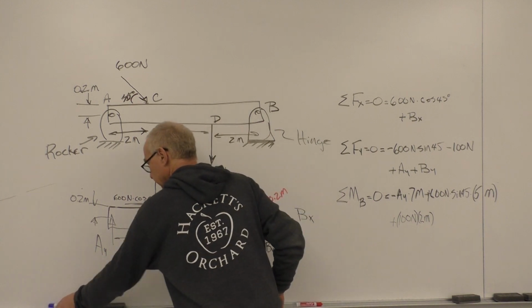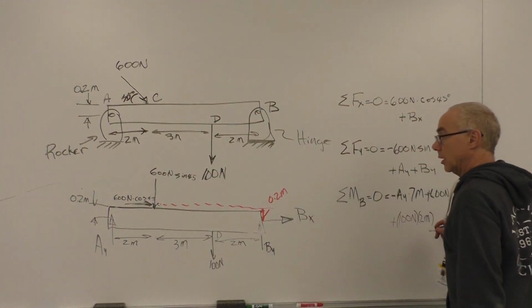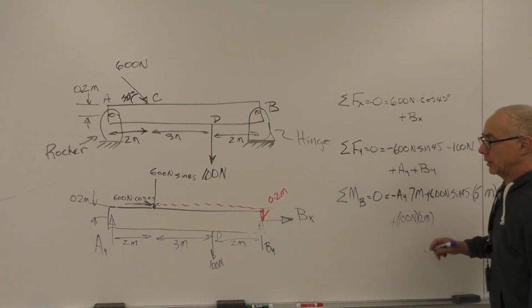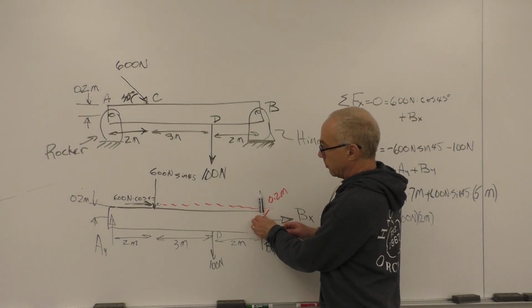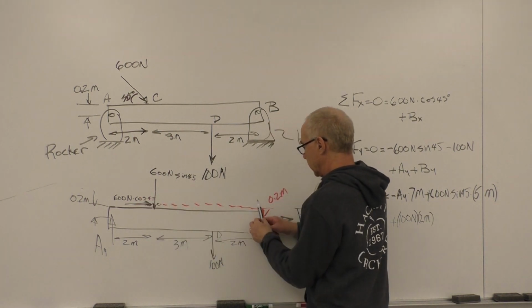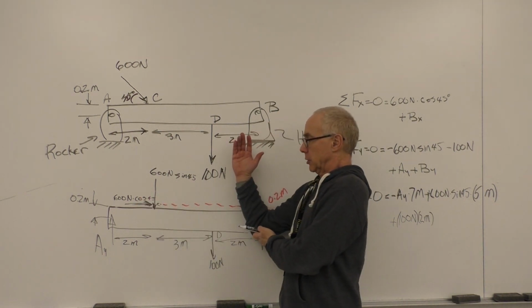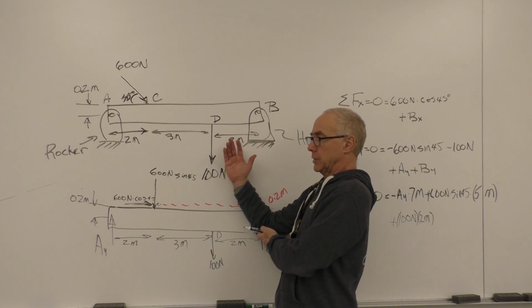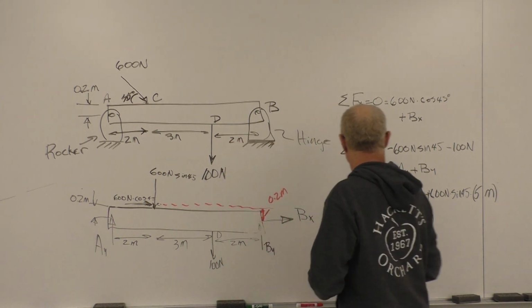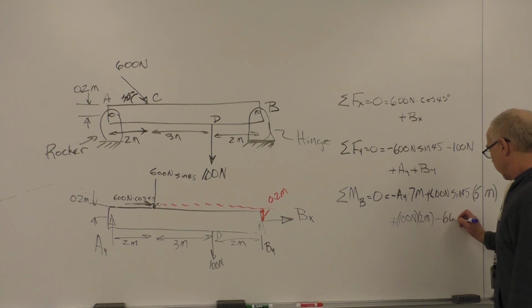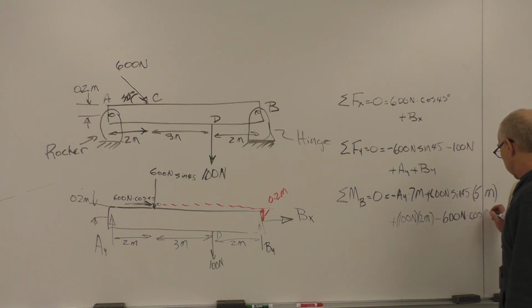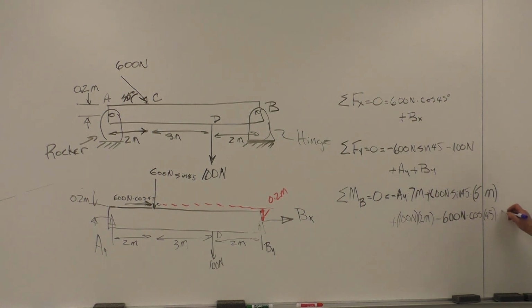So I'm going to write here, and is the direction positive or negative? So here's my moment arm. I'm going to fix this point, and we're pushing this way. So I'll do it with my arm. You're going to push this way, and you're causing a rotation in the clockwise direction, which would be negative. So we're going to put here minus 600 newtons times cos 45 times 0.2 meters.